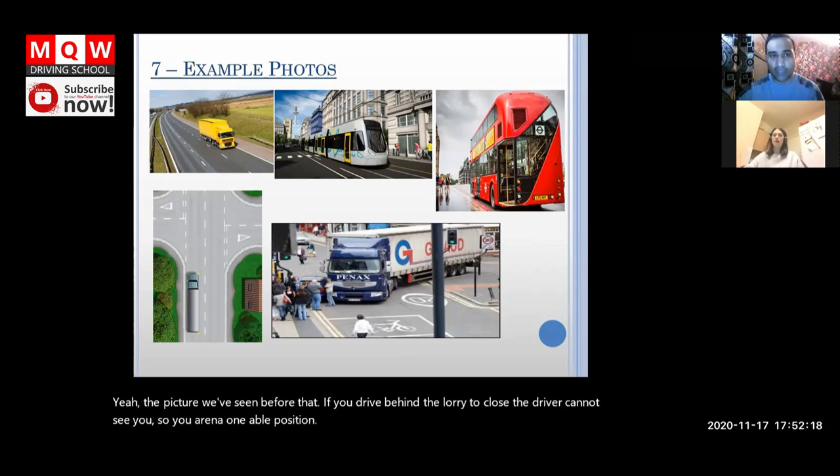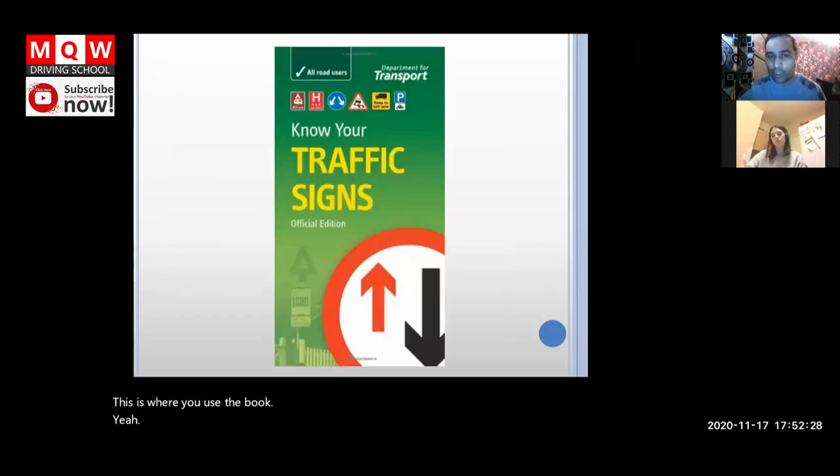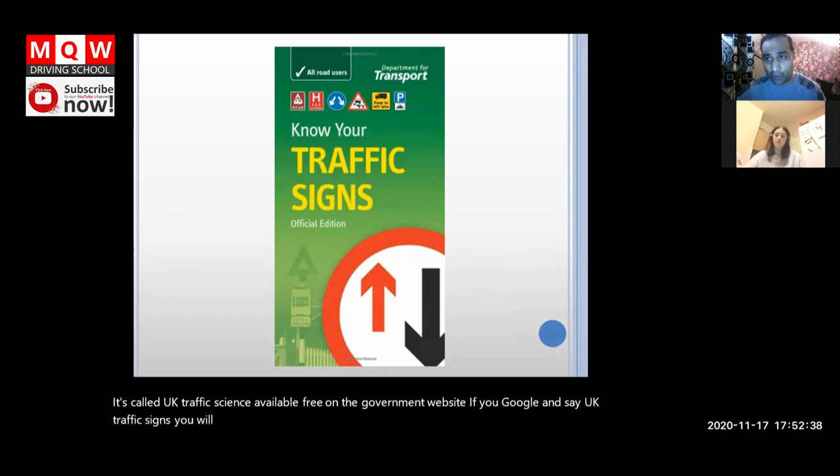Okay, the next one, road and traffic signs. This is where you use the book. So this is the book again. It's called UK Traffic Signs, available free on the government website. If you Google UK Traffic Signs, you will find them in PDF format online. You are also able to download them on your computer and go through page by page.